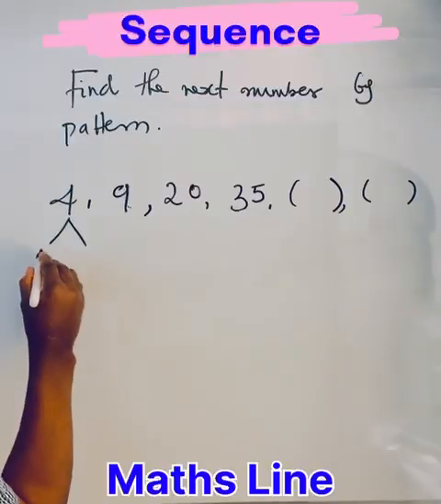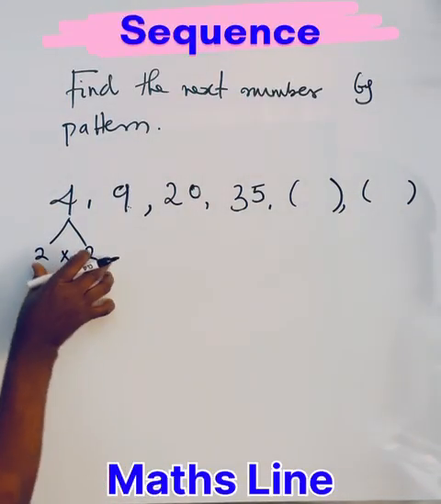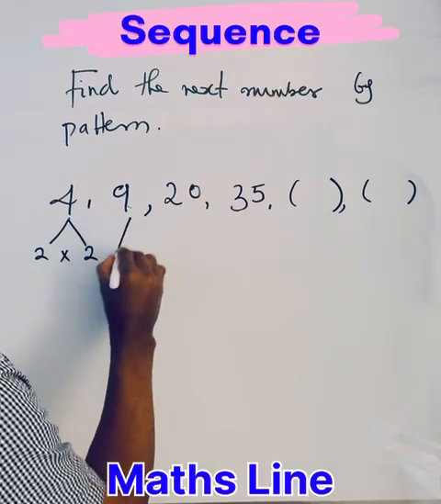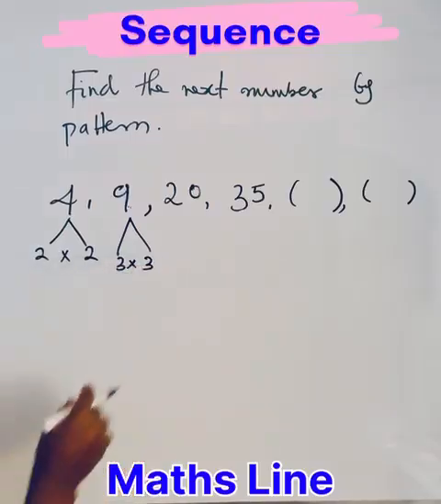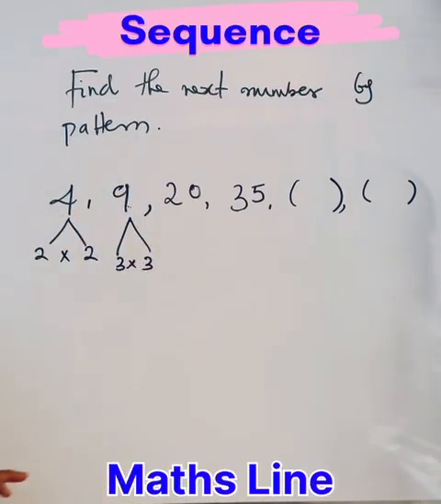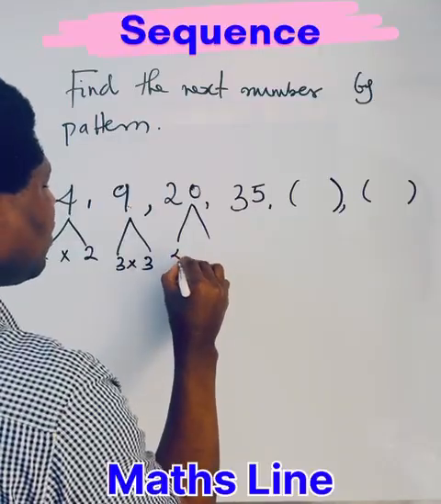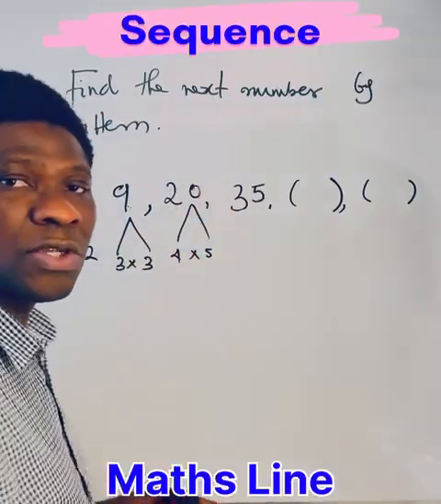So if we look at this, we can say that this is 2 times 2. If we put 2 times 2 together, that will give us 4. Now, what do you think about this? We can say that this is 3 times 3. And 3 times 3 will give us 9. Now, let's come to 20. If we look at 20, we can say this is 4 times 5. 4 times 5 is going to give us 20.